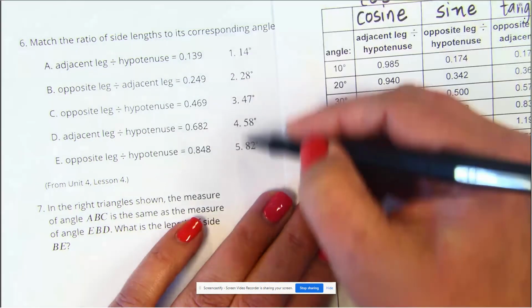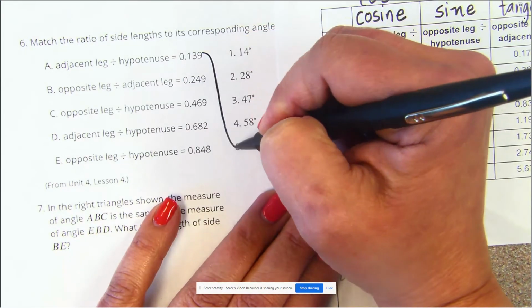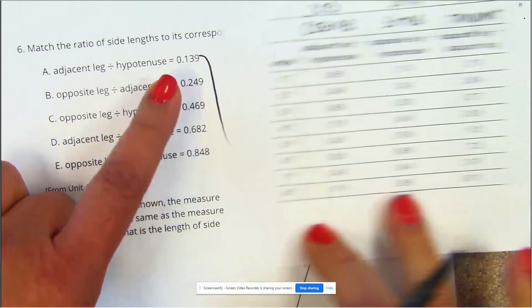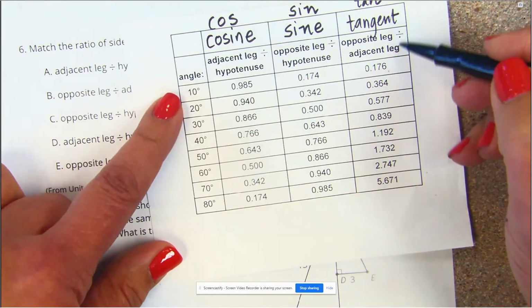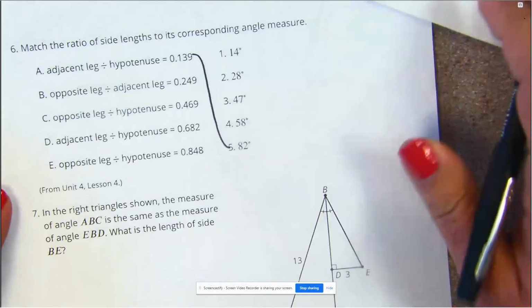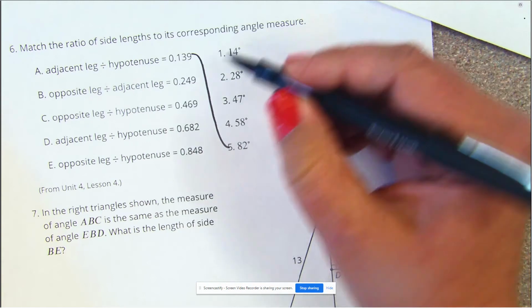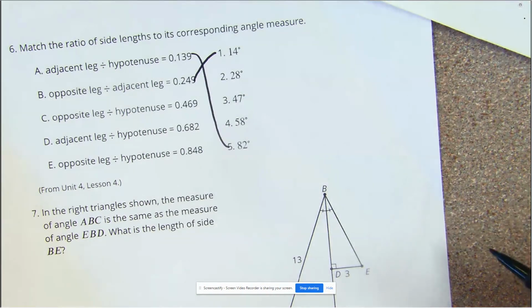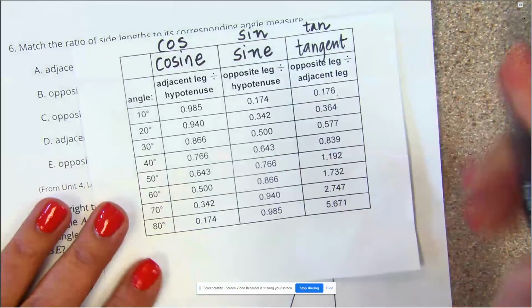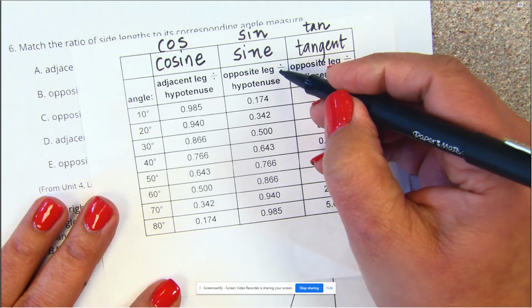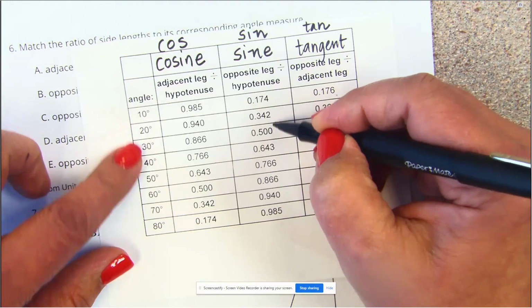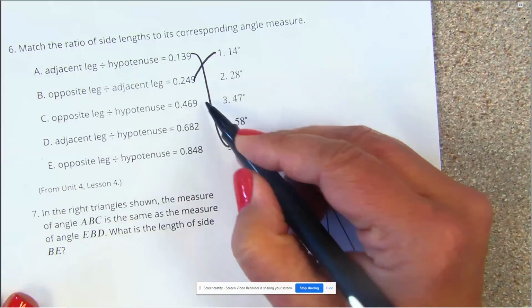Well, which angle would that have to be? That one right there. Opposite over adjacent of 0.249. So somewhere between 10 and 20, let's go look. The only one between 10 and 20 is right there. Opposite over hypotenuse of 0.469. So it'd be between 20 and 30. That's that one right there.